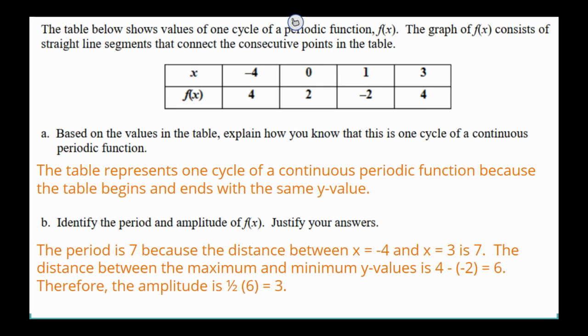Okay, part C says sketch a graph of f of x on the interval from -11 to +10. So they've given you the points for one cycle. You're going to graph multiple cycles. So go ahead and do that on part C. Take those points from your table and plot multiple cycles.